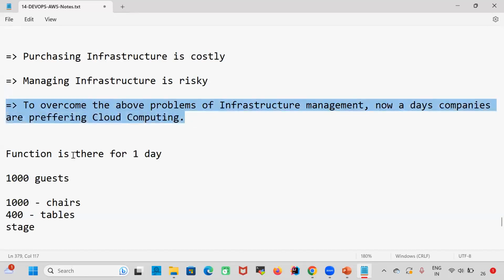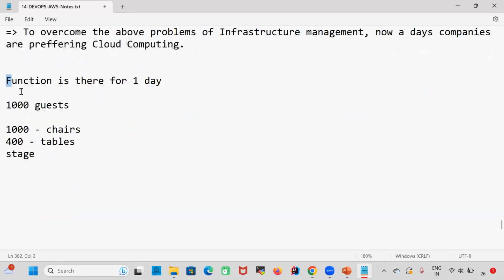So what is cloud computing? Let's understand a scenario. Whatever chairs and tables we need for the function in our house, we will take them for rent and use them. Once the function is completed, we will return those items back to the owner. We will take this infrastructure for rent. We will use it for our function. We will pay the rent amount and give it back once our function is completed.